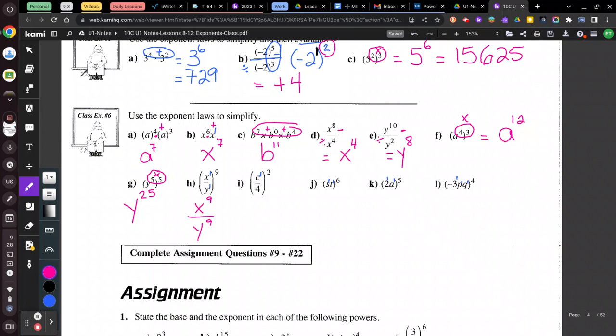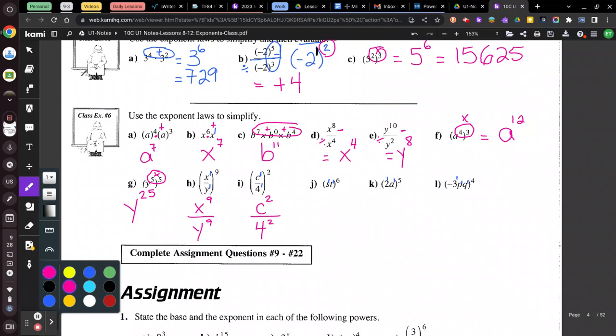The next one, I forgot my 4. The 4 has a hidden baby 1 on it as well. So it's going to get that 2. So it also follows the rules. So I'm going to get C exponent 2 over 4 exponent 2.